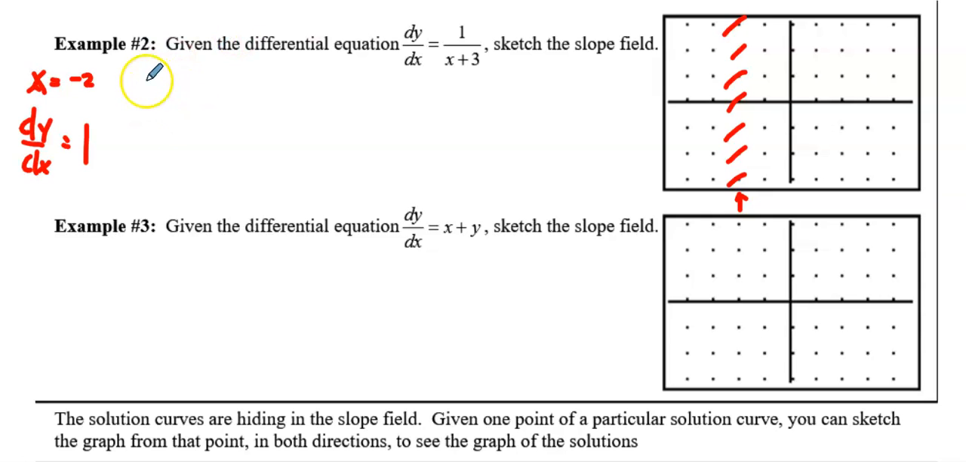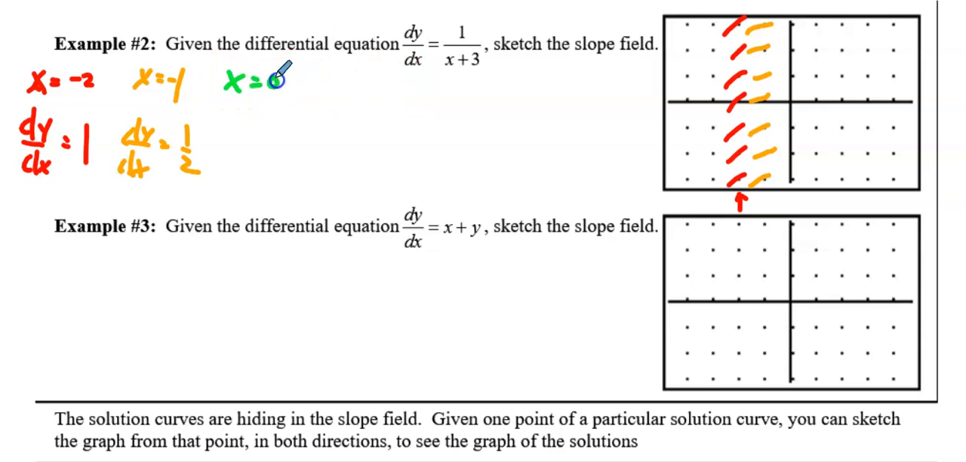And then let's see what happens when x is equal to negative 1. So dy/dx, we plug negative 1 into our function, and we get 1 over negative 1 plus 3, which gives us 1/2. So we get a little bit flatter slope, but still it's okay. Again, it doesn't have to be completely perfect. I'm going to change this one up because it looks a little too flat. All right, there we go. So we're good with this problem. All right, let's keep going.